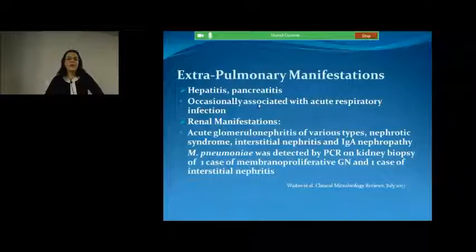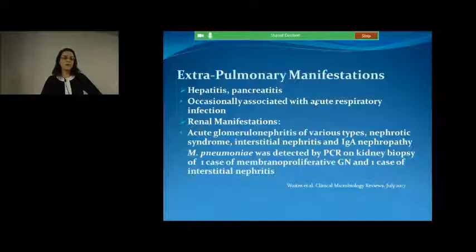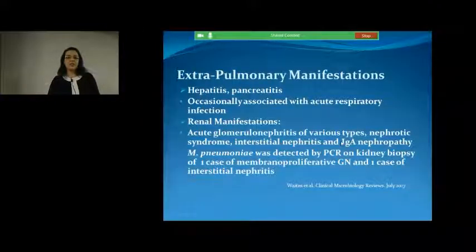Occasionally, we may see hepatitis, elevated liver transaminases, and pancreatitis in patients with acute Mycoplasma pneumonia infection. Mycoplasma can cause renal manifestations as well: acute glomerulonephritis of various types, nephrotic syndrome, interstitial nephritis, and IgA nephropathy. The microorganism has been detected by PCR in one case of membranoproliferative glomerulonephritis, and in one case of interstitial nephritis.